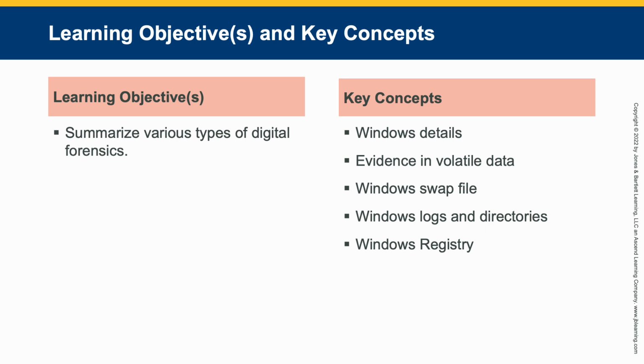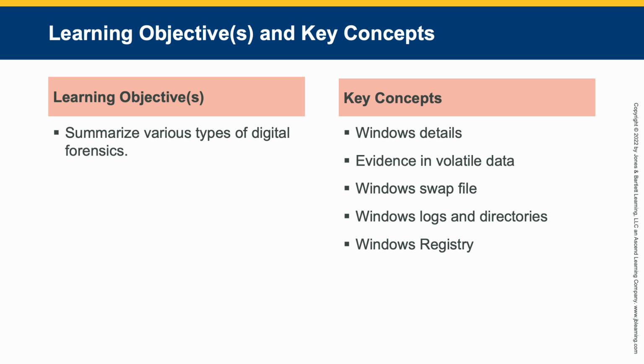We will be learning in this lecture about various types of digital forensics that apply on Windows: Windows details, evidence in volatile data, Windows swap file, Windows log and directories, and Windows registry.